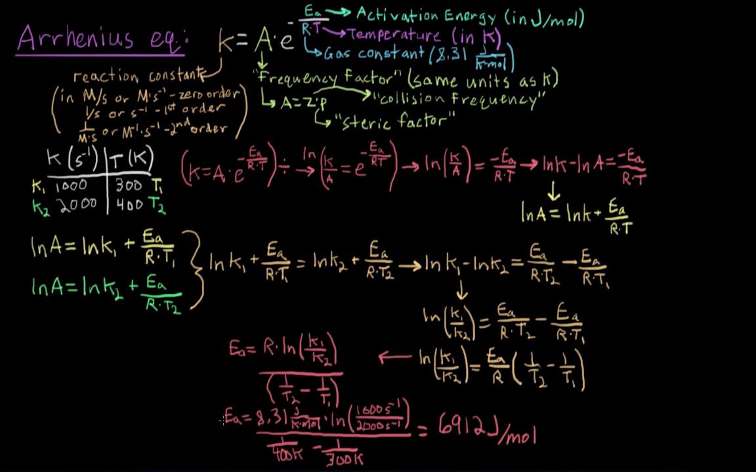And so again, we were able to solve for the activation energy without even using the frequency factor A because we had two sets of data points. So if we were given the frequency factor A and the reaction constant K and the temperature T, we could have just solved for E sub A. But this is just another way of using this equation.